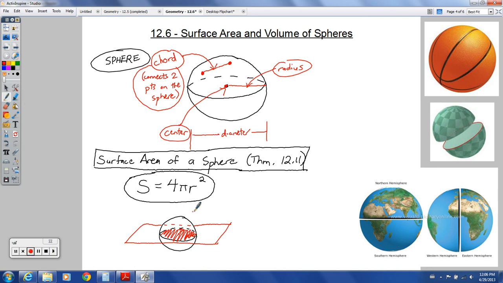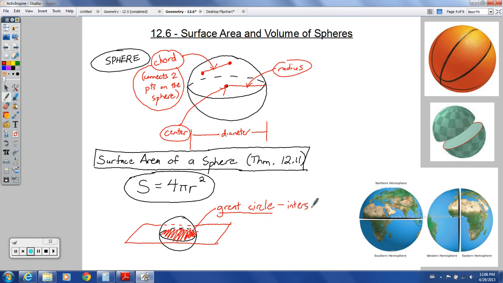And this right here is called a great circle. What makes it so great? Well, it is the biggest circle you could make in the sphere. The great circle contains the center of the sphere. So this is a definition of that.